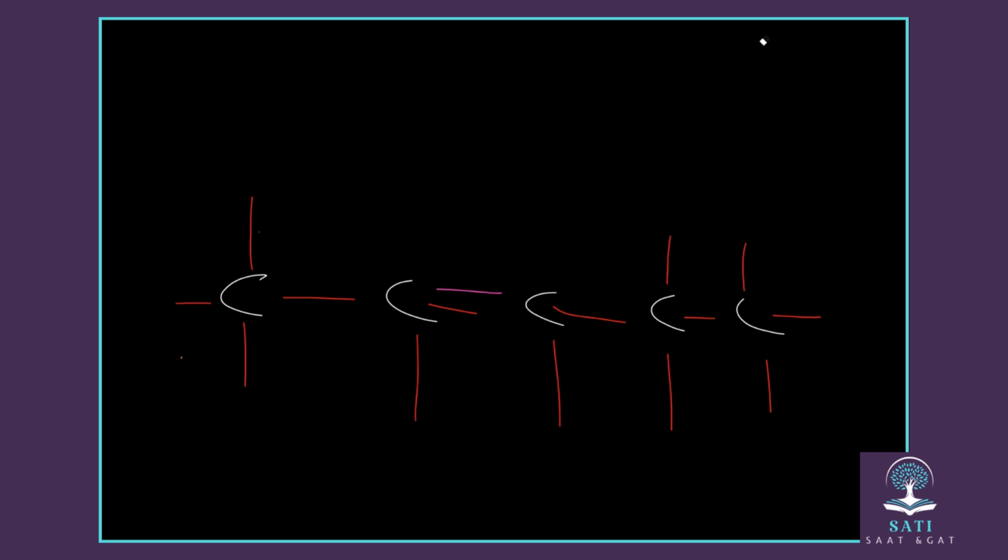Okay, to name it, you need to count how many carbon atoms. 1, 2, 3, 4, 5. And what type was it? As you see, you have a double bond here, so that means it is an alkene. So 5 means it is pent. Then we add what? ENE, pentene. Okay, this is pentene.